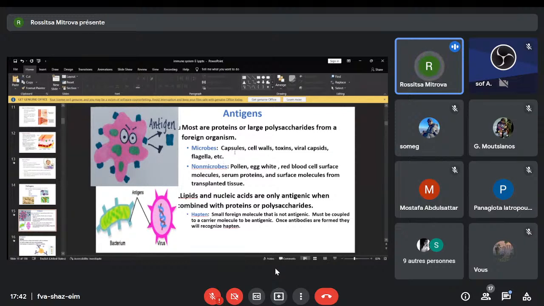Non-microbes that serve as antigens may be pollen, egg white, red blood cell surface molecules, serum proteins, and surface molecules from transplanted tissues. Lipids and nucleic acids are only antigenic when combined with proteins or polysaccharides. A hapten is a small foreign molecule that is not antigenic and must be coupled to a carrier molecule to become antigenic. Once antibodies are formed, they will recognize haptens.